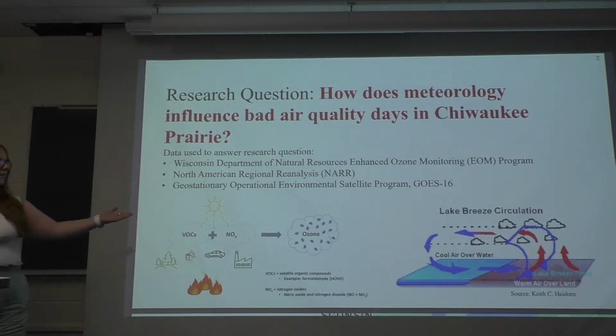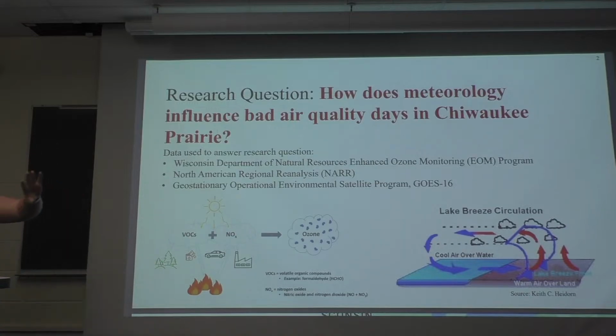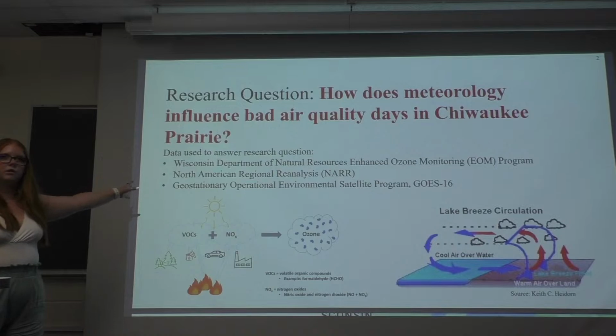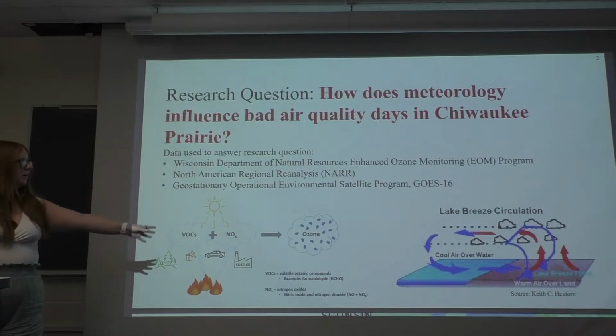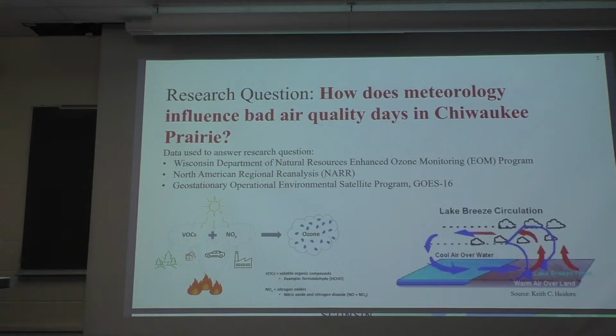And then we also need to understand the lake recirculation, which is where warm air over the land rises and goes over the cool air over the water, which pushes that cool air over the water back over the land, and you get a temperature difference.